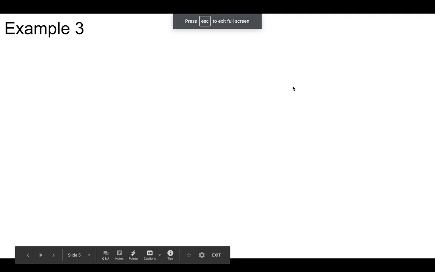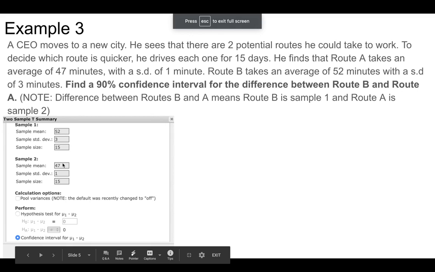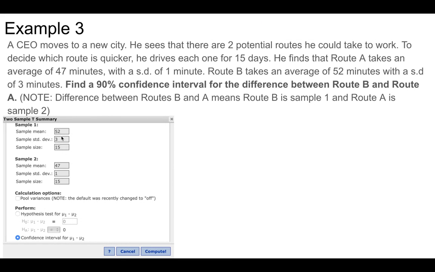Okay, so when I put that information in, I put the mean and the standard deviation for Route B in sample 1, and then the mean and the standard deviation for Route A in sample 2. Notice under the sample size, I put 15. Why did I put 15? Because it says he drove each route for 15 days.